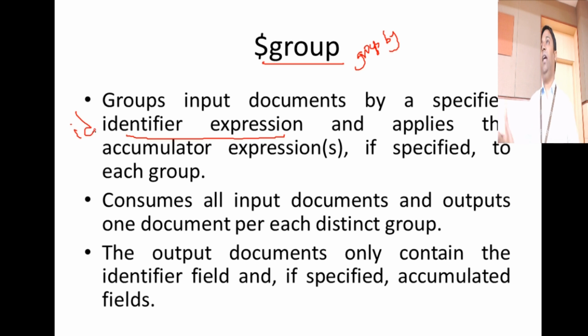This is the ID, the address, and applies the accumulator expression. What is the accumulator expression? Sum, I am giving an example. Min, max, average, sum. There can be a lot of accumulator expressions there, if specified for each group. It consumes all the input documents and outputs one document for each distinct group.